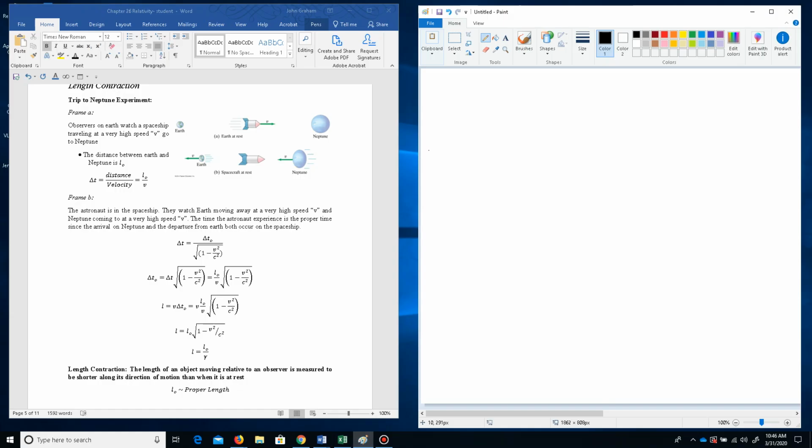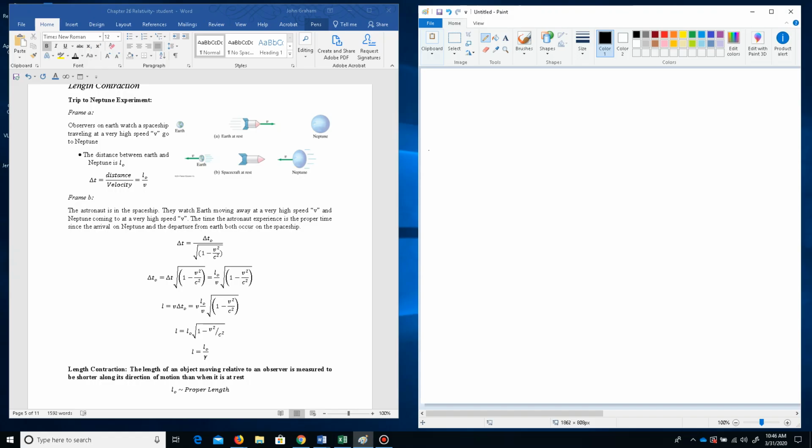This is Physics 2, Chapter 26 in Relativity, and this will be Part 2. We left off right before getting into length contraction. And for this, we're going to look at this little example here. We have a spaceship going from Earth to Neptune.